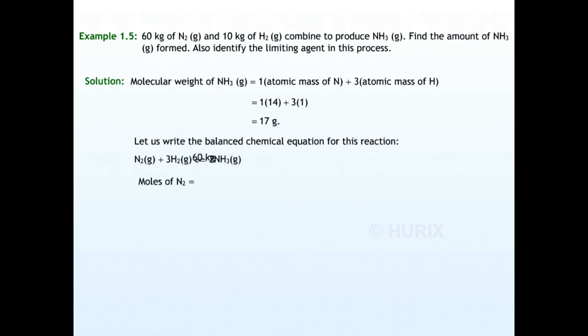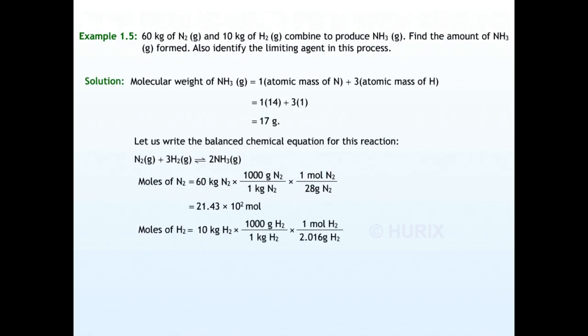Moles of N2 equals 60 kilograms N2 into 1000 grams N2 by 1 kilogram N2 into 1 mole N2 by 28 grams N2 equals 21.43 into 10 raised to 2 moles. Moles of H2 equals 10 kilogram H2 into 1000 grams H2 by 1 kilogram H2 into 1 mole H2 by 2.016 grams H2 equals 4.96 into 10 raised to 3 mole.